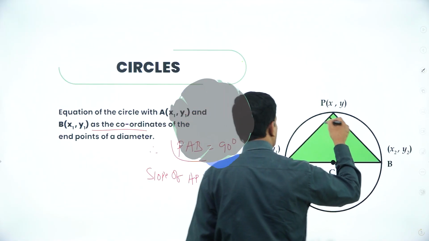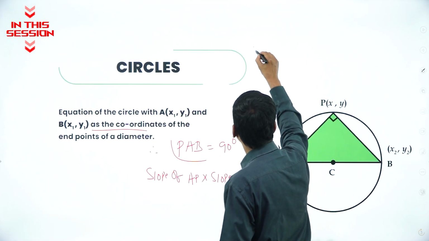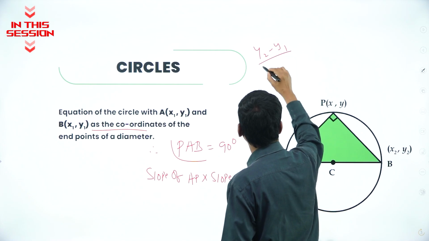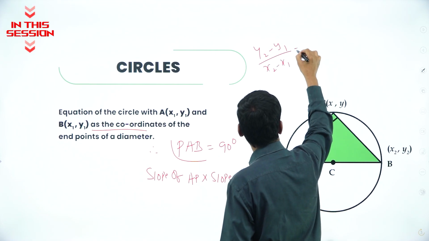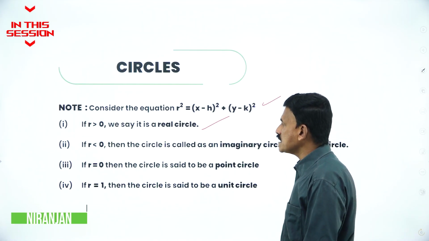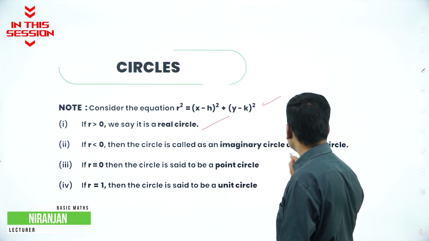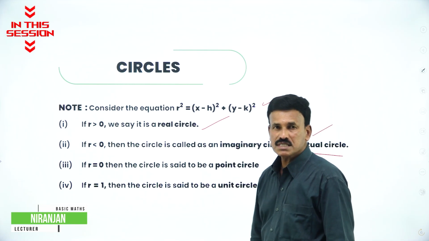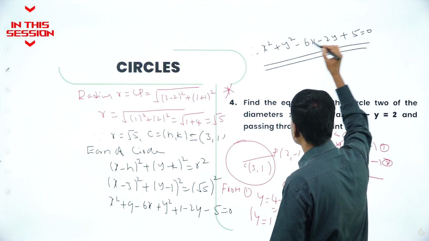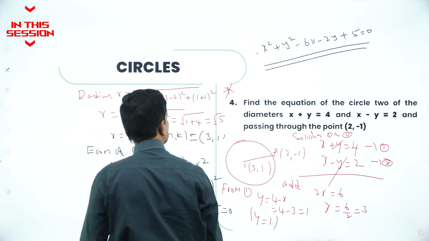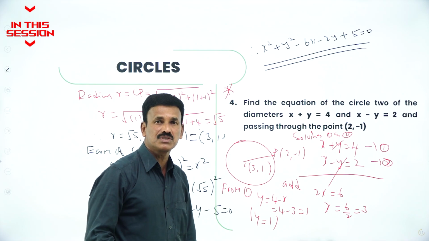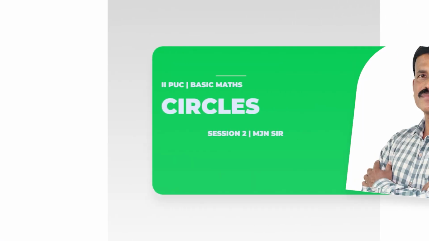What is the formula for slope of the line? Slope of the line is nothing but y2 minus y1 divided by x2 minus x1. This is the slope. If r is less than 0, then the circle is called an imaginary circle, or it is also called a virtual circle. Equation of the circle is x square plus y square minus 6x minus 2y plus 5 is equal to 0.